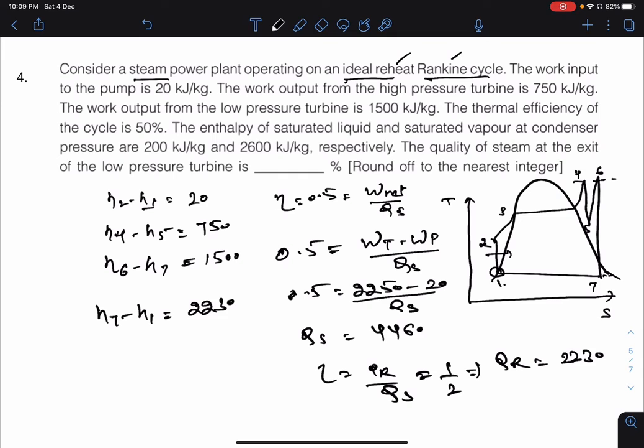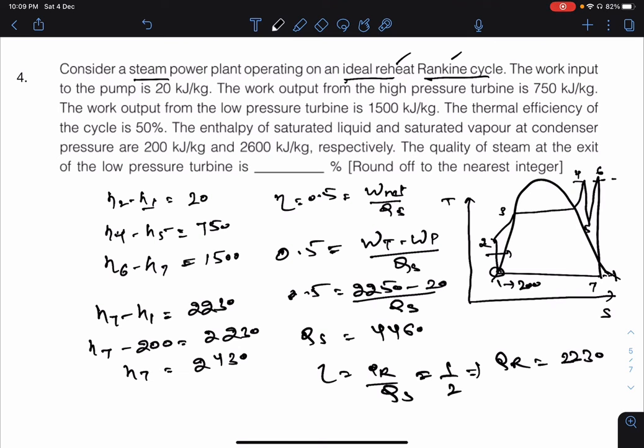So enthalpy at this point is given as enthalpy of the saturated liquid is 200, and enthalpy at this point it has been given. So H7 we will know minus 200 is equal to 2230. So H7 is equal to 2430.